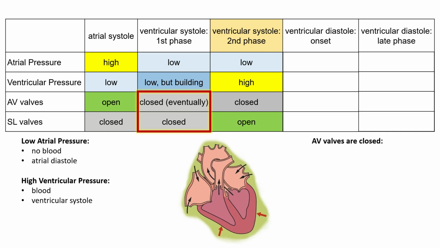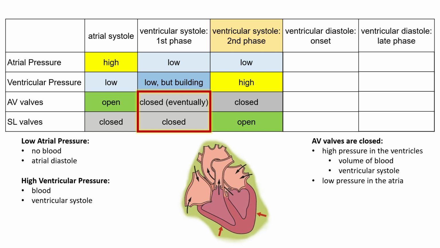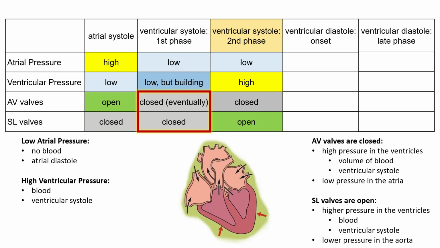So what's going on with the valves? Well, we know the AV valves are closed because we've got high pressure in the ventricles and low pressure in the atria, and that high pressure in the ventricles is due to the volume of blood as well as ventricular systole. But the semilunar valves are going to be open. Now, why is that? Well, it's because finally the ventricles have created a pressure that is higher than what we see in the aorta. That's why. And this is due to the volume of blood that's in the ventricles as well as that ventricular contraction.